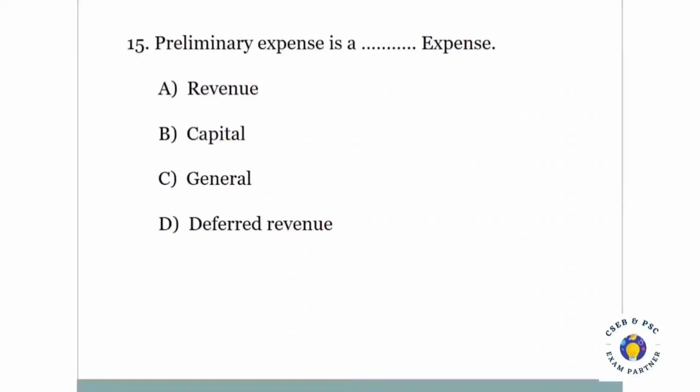Question number 15. Preliminary expense is a dash expense. Option A revenue, option B capital, option C general, option D deferred revenue. Answer is deferred revenue.